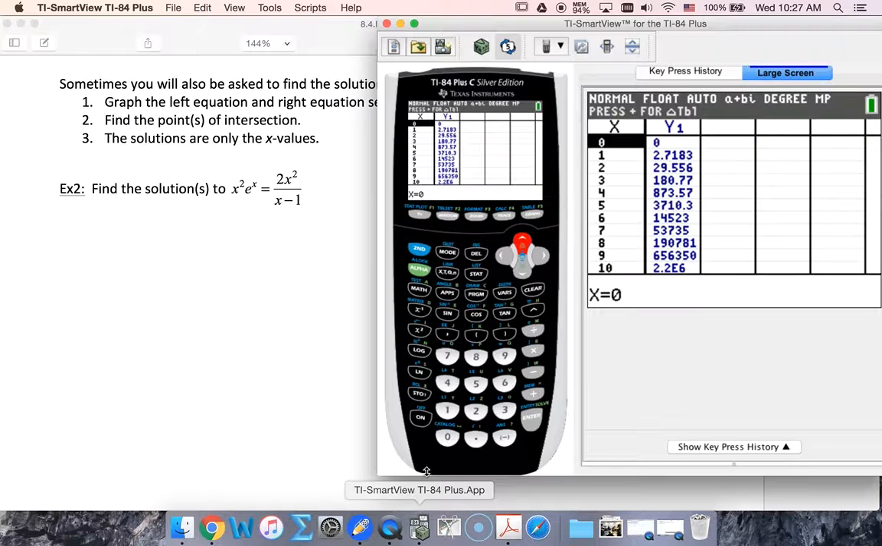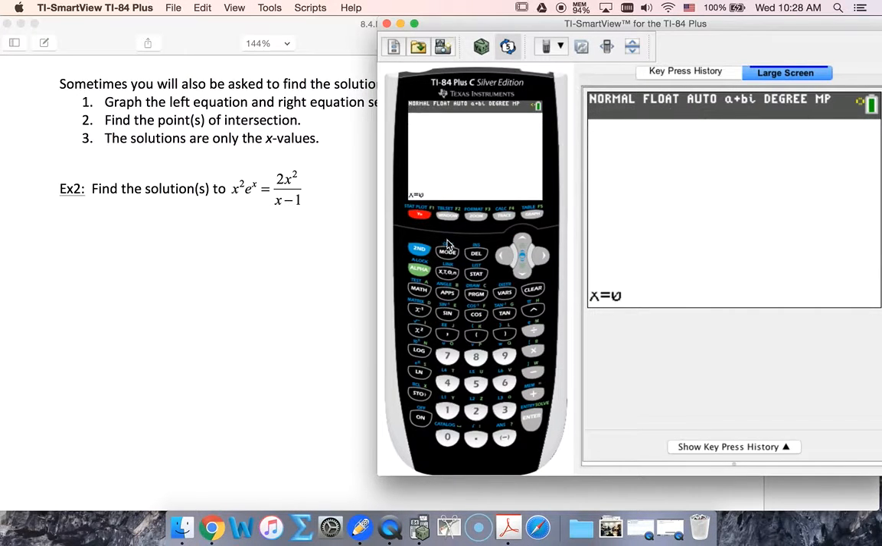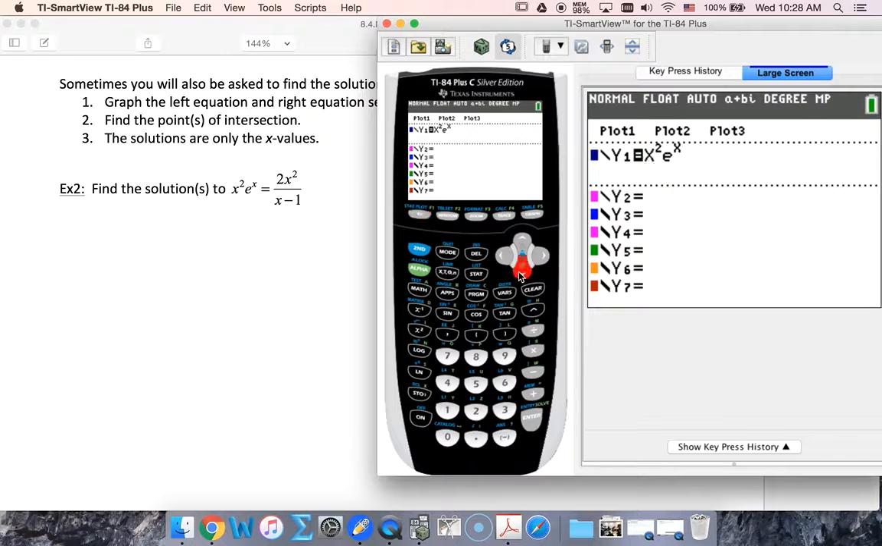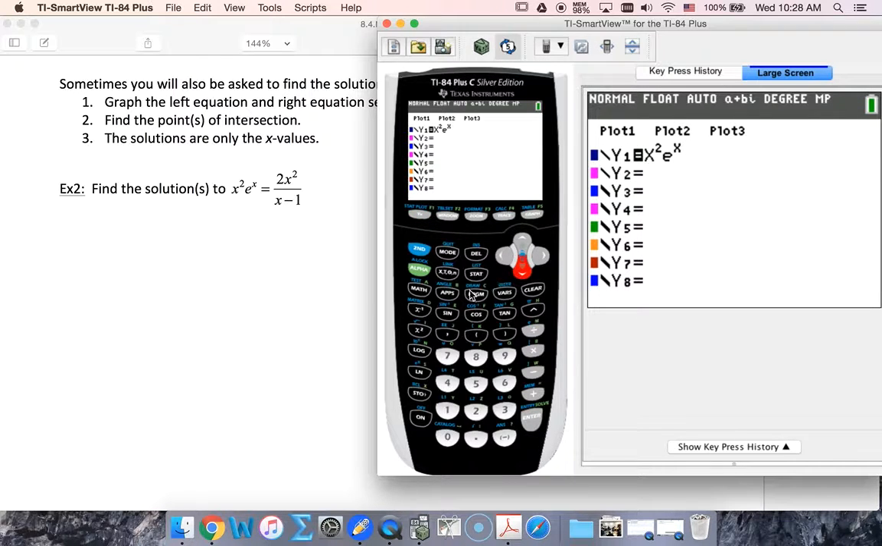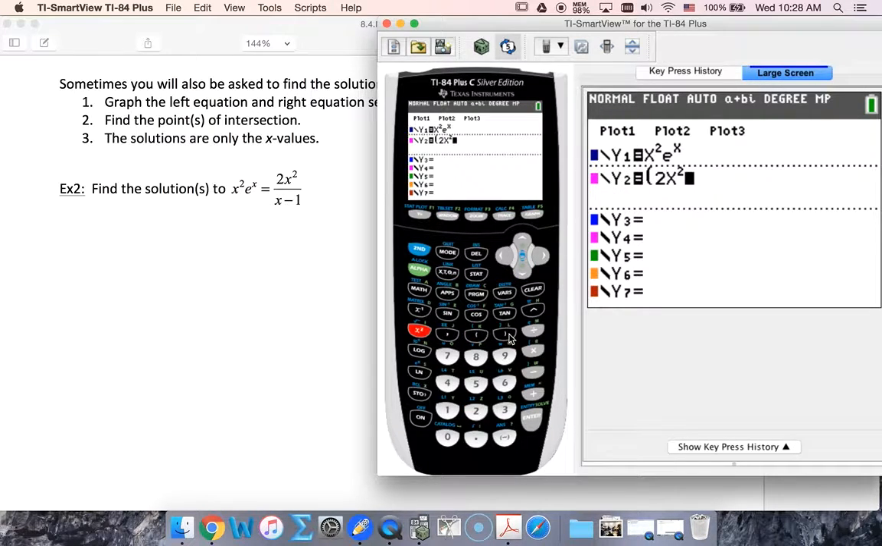Well, that left side is the same from our first example, so I'm just going to leave that in there. The right side, I want to make sure to have everything in my numerator and denominator. So I can either put in a fraction or I can use parentheses. So I'm going to graph 2x squared, close my parentheses, divide by, and I want to divide by the whole expression x minus 1.